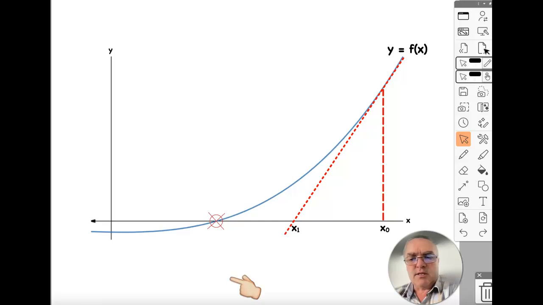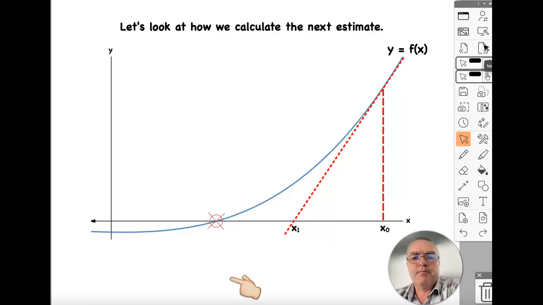So let's have a look at this in terms of the function and the derivative and what's going on mathematically. So here you can see our guess, and there's our tangent, and that tangent has an x-intercept. So x0 is the guess. In this case, I'm going to refer to that as the previous estimate.